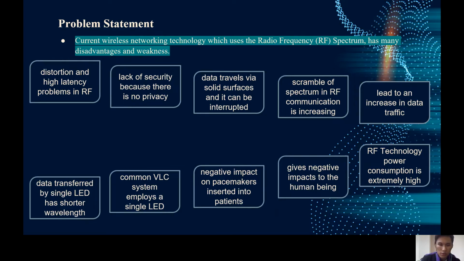A common VLC system employs a single LED, and because of the lack of light and illumination, data transferred by a single LED is often restricted in space and has a shorter wavelength radius.